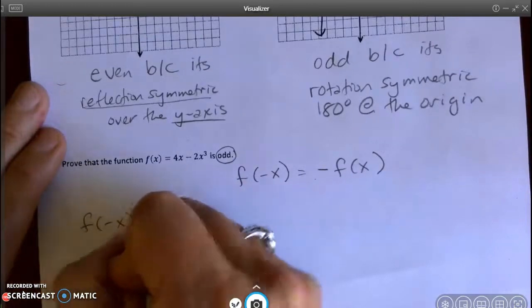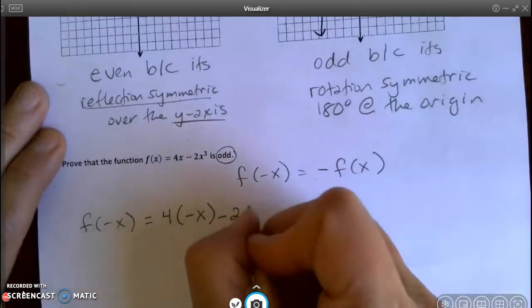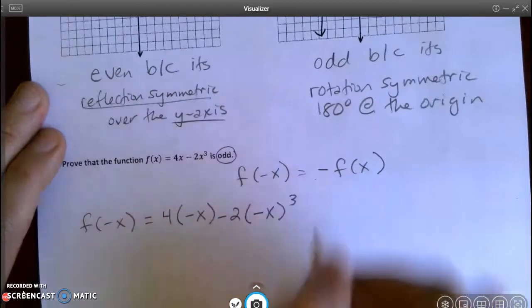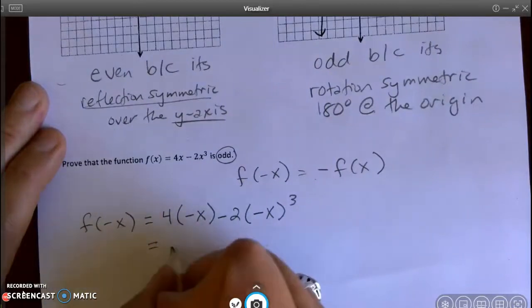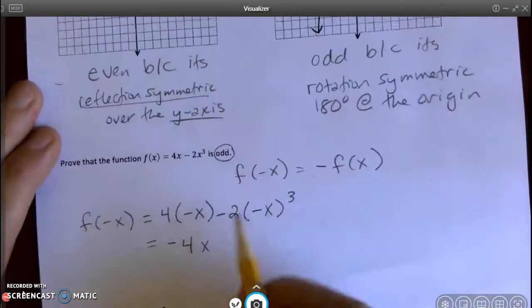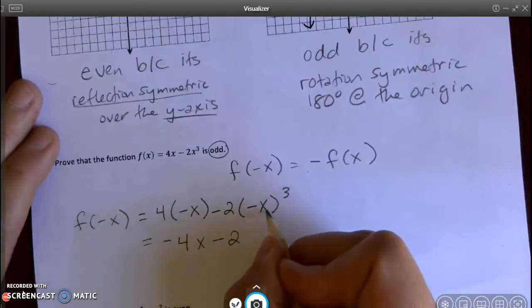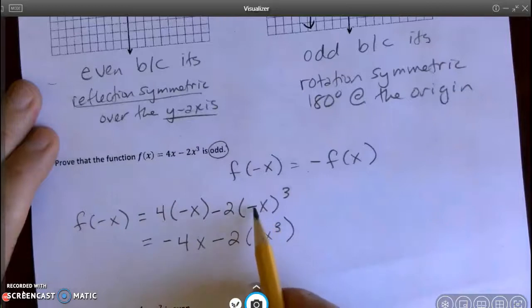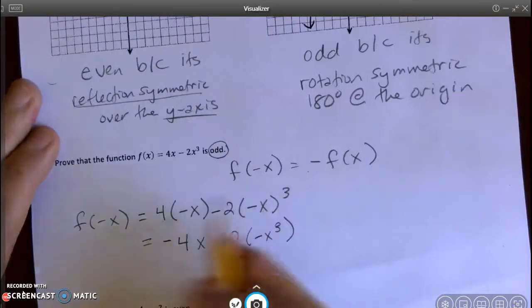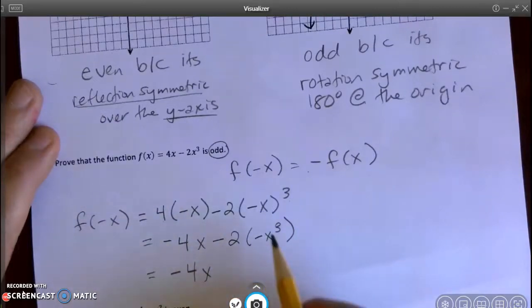F at negative x would be 4, I put a negative x in there, minus 2 and a negative x, and I would cube it. So let's simplify. Positive times a negative becomes negative 4x. Then I have minus 2, and negative x times negative x times negative x is negative x cubed, because a negative cubed is still negative. So I have negative 4x, and a negative 2 times a negative x cubed becomes plus 2x cubed.